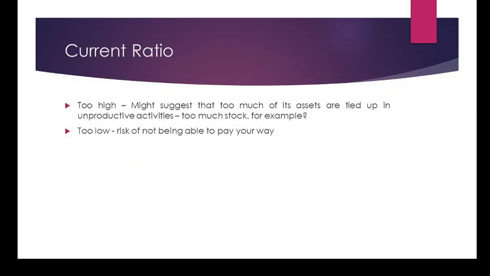The current ratio should not be too high or too low, because if it is too high, it might suggest that too much of its assets are tied up in unproductive activities. For example, too much stock is lying idle in the business. And it should not be too low, because in that case there is the risk that the firm will not be able to meet its short-term commitments.